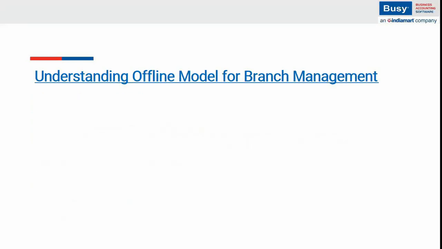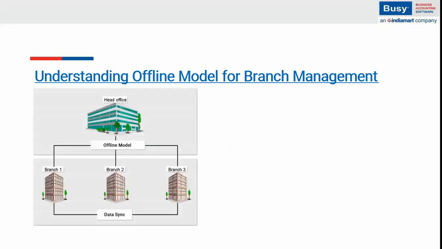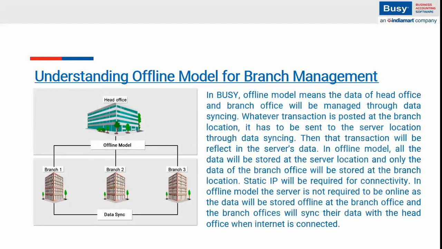Coming to the next slide. Understanding the offline model for branch management. See this image, the button is showing data sync. In Busy, the offline model means the data of the head office and branch office will be managed through data syncing. Whatever transaction is posted at the branch location has to be sent to the server location through data syncing. Then the transaction data will be reflected in the server's data.